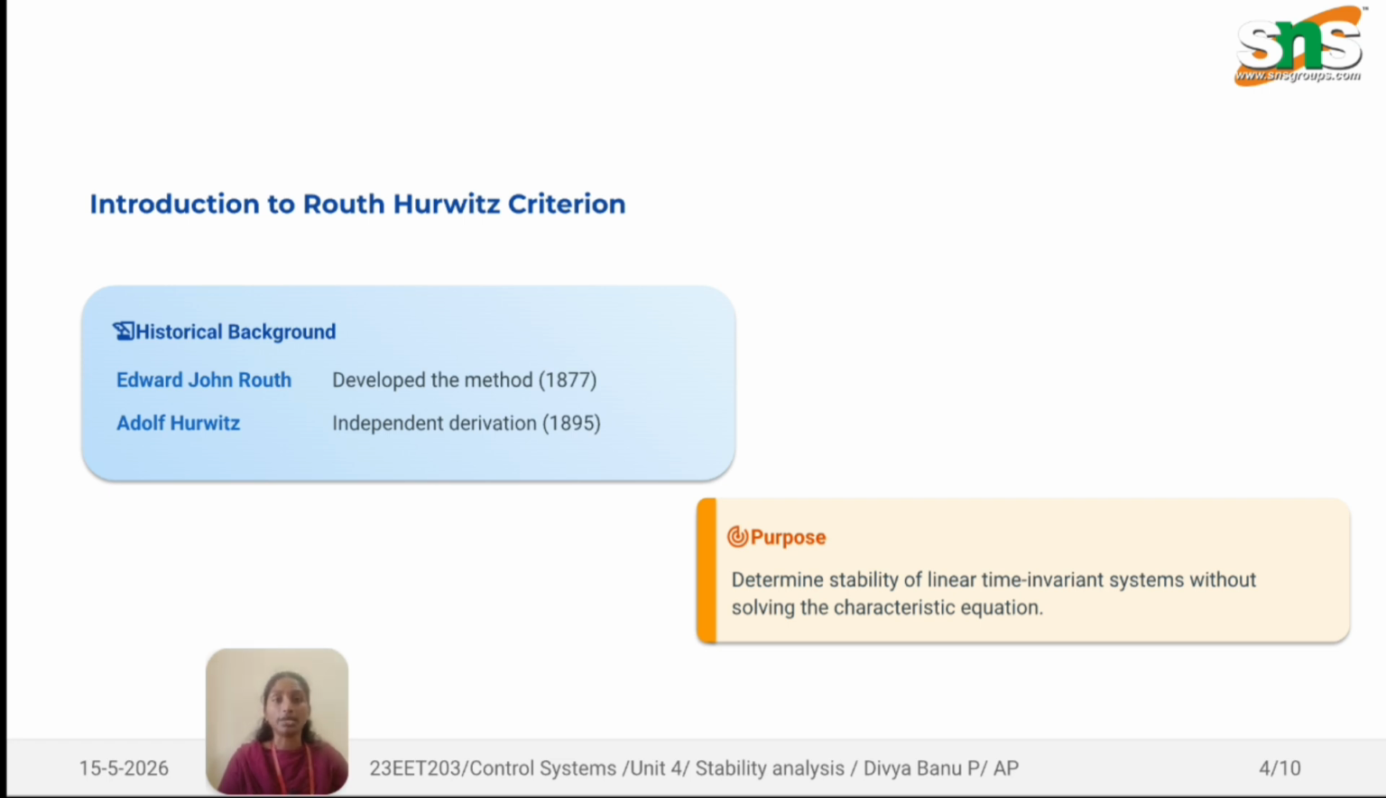Coming to the introduction to the Routh-Hurwitz criterion. It was developed by Edward John Routh in the year 1877, and Adolf Hurwitz, who did an independent derivation in 1895. The purpose of the Routh-Hurwitz criterion is to determine the stability of linear time invariant systems without solving the characteristic equation.